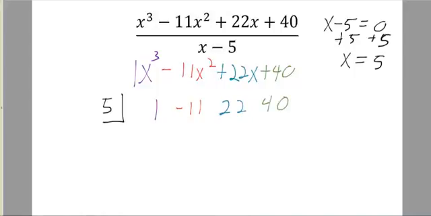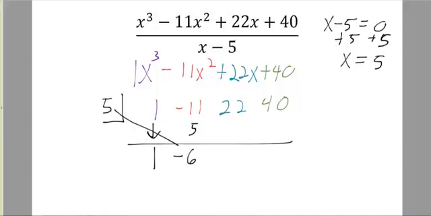And then what we're going to do is synthetically divide by 5. Okay. And so we draw it out. We're going to pull this down, which will become a 1. And what we'll do is 5 times 1, and then put that right there, which will be 5. And then we add these together. So we are adding negative 11 to 5, which will give me negative 6.